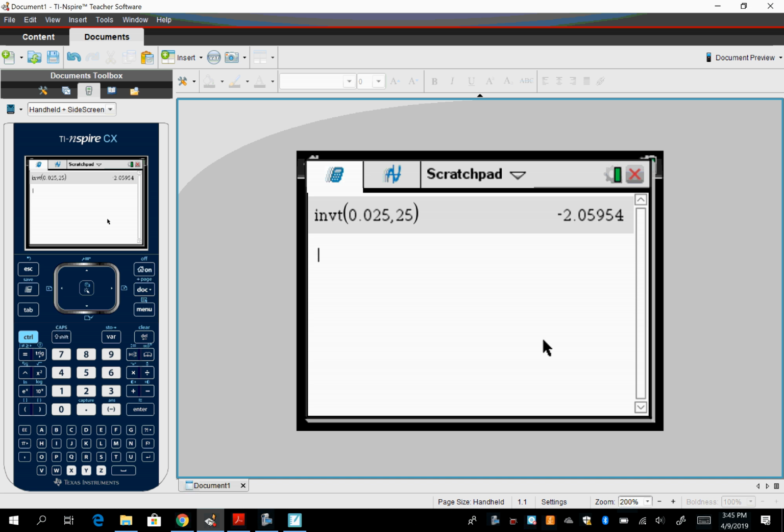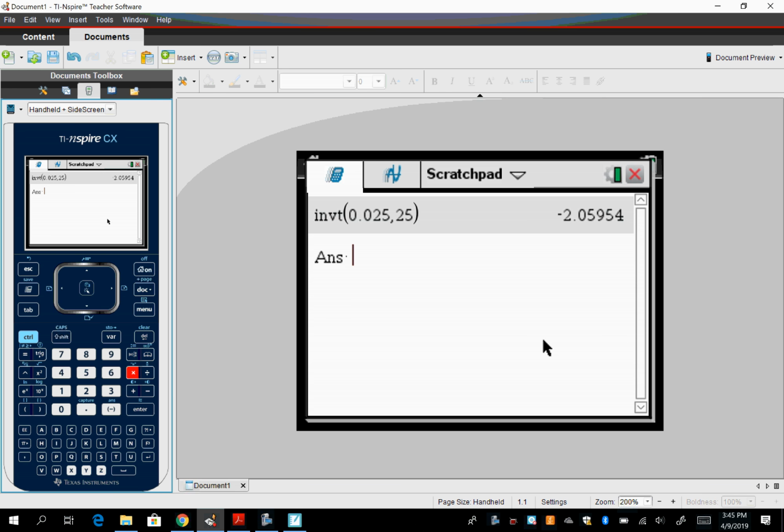2.05954. So replace that in your formula. And if you multiply this number times the standard error, 0.707, you'll get your answer. Obviously, I don't care about the negative. You'll see the answer is 1.456 for the margin of error, which gives you letter E. Questions? No questions? Everybody good?